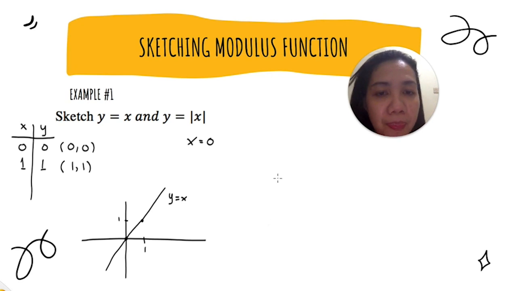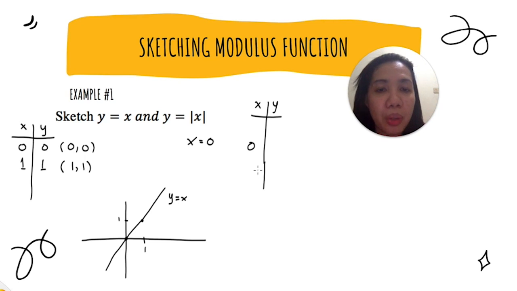So let's make a table first, x and y table. This is x, this is y. So we have the x coordinate of the vertex first here, and then take 2 x-values from the left and 2 x-values from the right. So 2 from the left are -1 and -2, and then 2 from the right are 1 and 2. Okay, just write it like that, and then find the y of each x here.